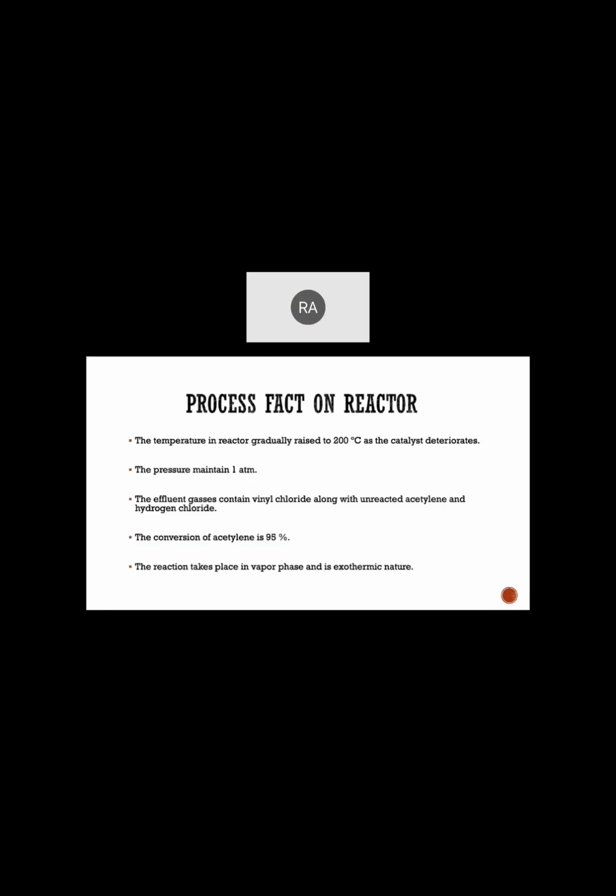Okay, process facts on the reactor. The temperature in the reactor gradually rises to 200 degrees C as the catalyst deteriorates. The pressure is maintained at 1 atm. The effluent gases contain vinyl chloride along with unreacted acetylene and hydrogen chloride. The conversion of acetylene is 95%. The reaction takes place in vapor phase and is exothermic in nature.